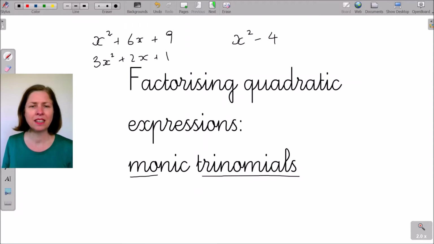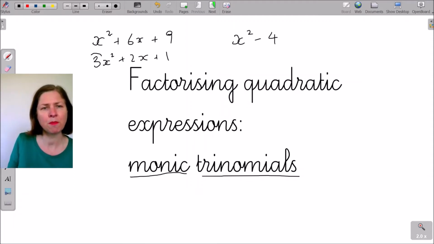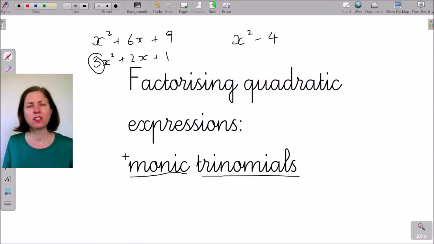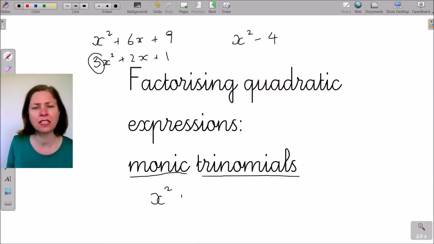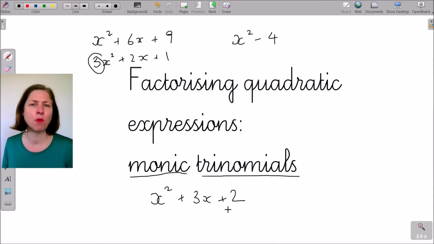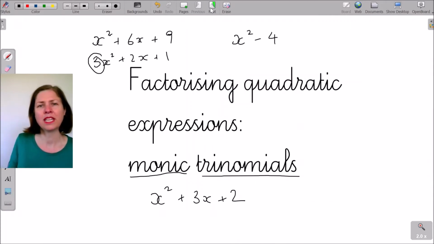Now the monic just means we don't have something like this 3 in the front. So we need a new technique when we have those, and we are going to see those later. But for now, we just have a 1 in front of the x. So you might get an x squared plus 3x plus 2. That's an example of a monic trinomial quadratic expression.